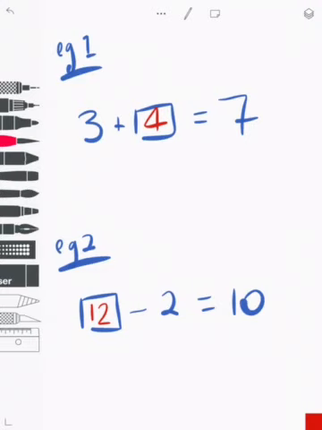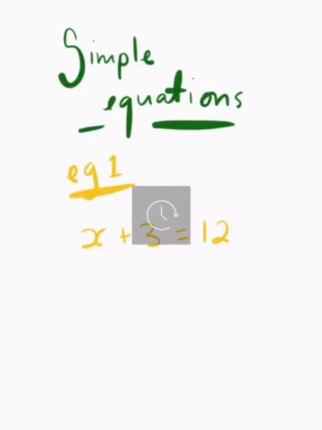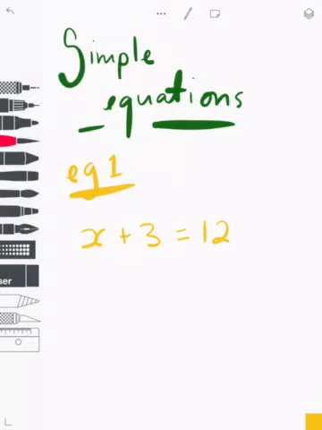For simple equations, we can use this method. But as the equations get more difficult, we need to ensure that we use inverse operations to do our questions. So let's have a look at this simple equation here, where rather than the box, I have the x. It says x plus 3 equals 12. Now remember, we want to find the value of x. Here we can see that there are two sides to the equals. We can call them the left-hand side and the right-hand side.